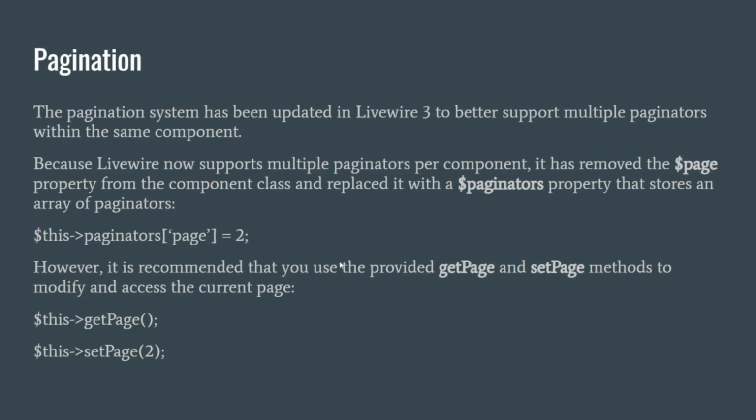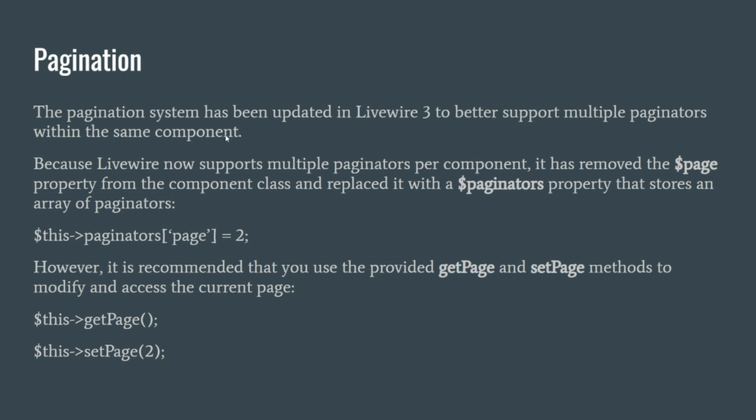The other changes are with pagination. So now, keeping in mind that there could be multiple paginations within a single page, Livewire 3 has updated the pagination system to support multiple paginators within the same component. Now that Livewire 3 supports multiple paginators per component, it has removed the page property from the component class and replaced it with a $paginators property that stores an array of paginators.